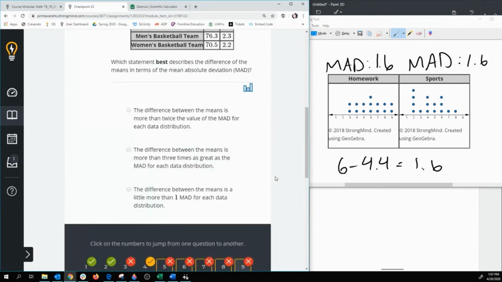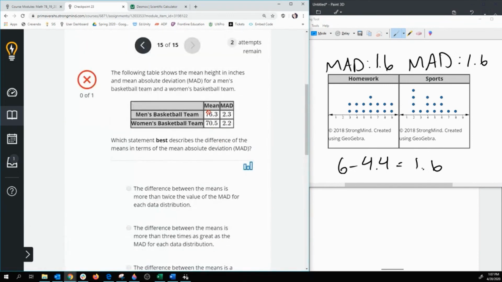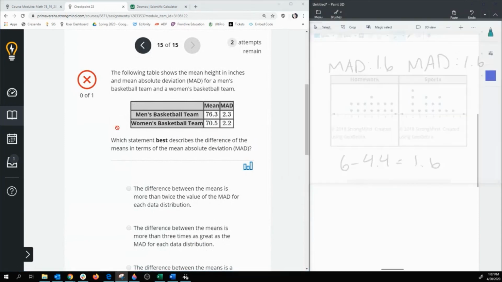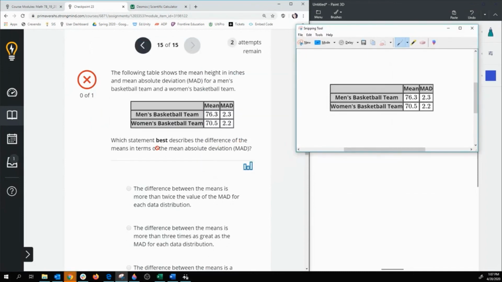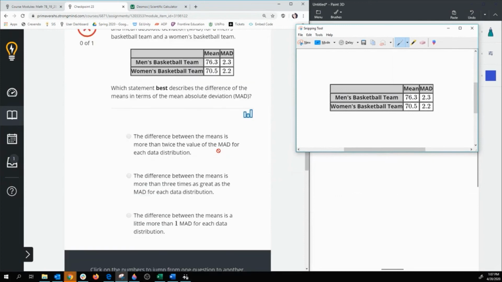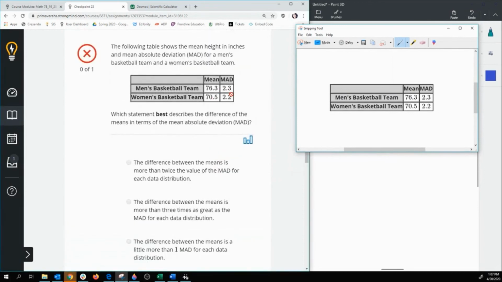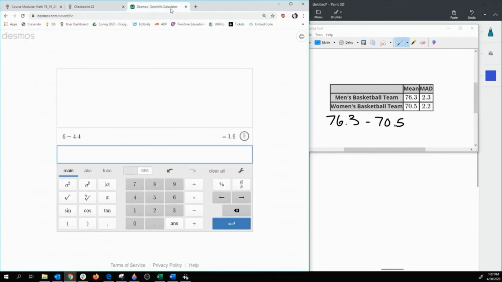And last one. So here we have the women's and men's basketball team heights again. And we want to know which statement best describes the difference in terms of the mean absolute deviation. So mean absolute deviation is about 2.2, right? And we know that the means are 76.3 and 70.5. So like that other problem, we're going to start by subtracting them. That's going to give me 5.8.